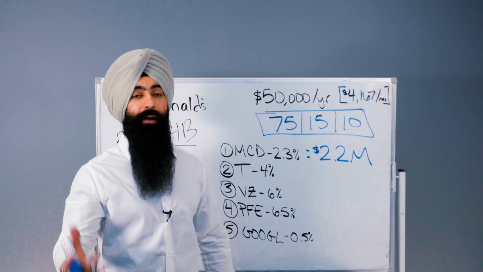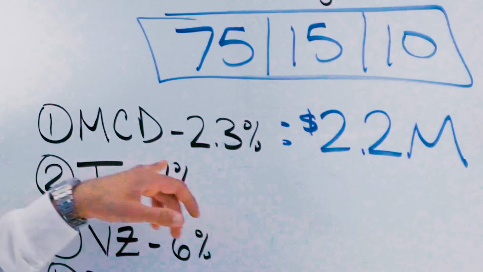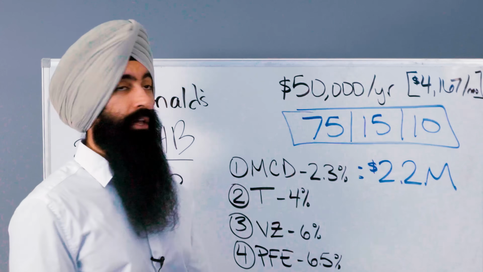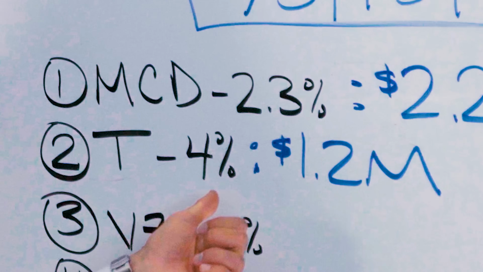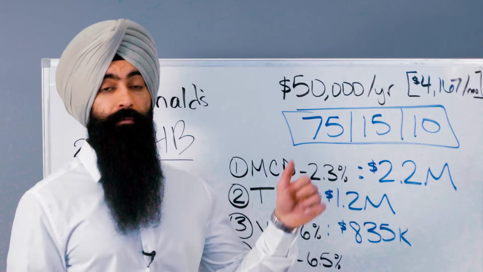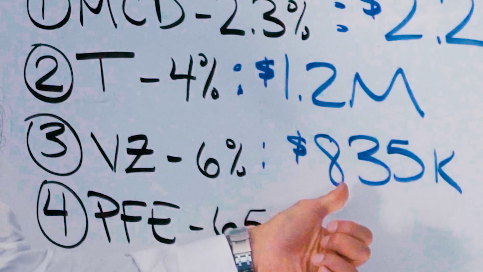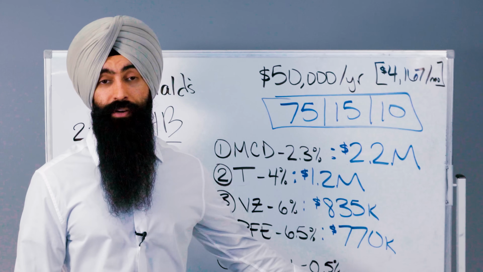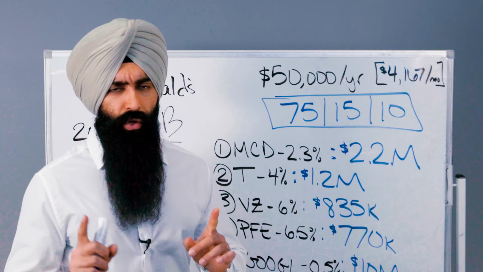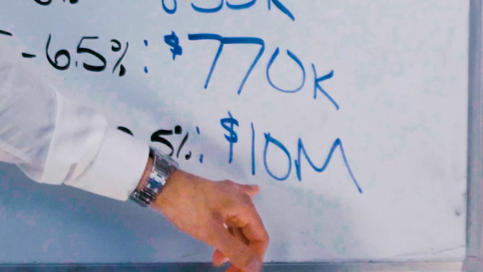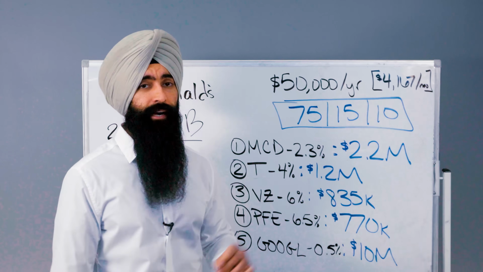You would have to invest $2.2 million into the McDonald's stock today at today's dividend yield to start generating $50,000 a year today. AT&T is paying out a bigger dividend, so you'd have to invest $1.2 million. Verizon's paying out an even bigger dividend yield, so you'd have to invest $835,000. Pfizer's paying out an even bigger dividend yield, so you'd have to invest $770,000. And Google is paying out a much smaller dividend, 0.5%, so you'd have to invest $10 million to be able to see that $50,000 a year.